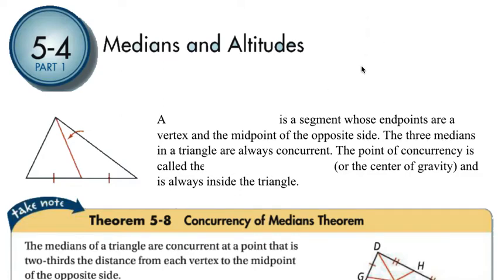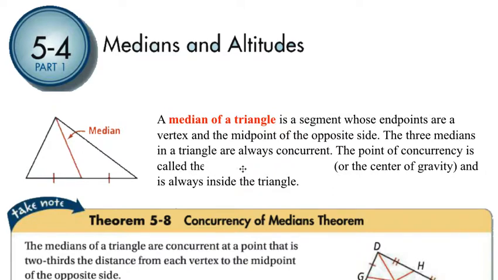Well, welcome back. We're going to start our section on medians and altitudes today. So we're going to start right off the bat with defining what a median is. A median is a segment where one endpoint is on the vertex of a triangle and the other end connects to the opposite side and it bisects the opposite side.